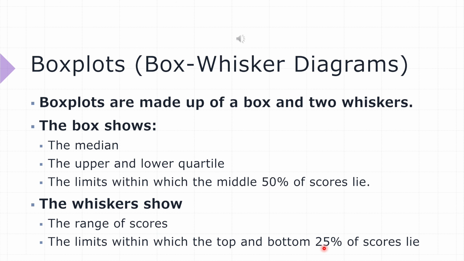Next, continuing from the histogram, let us learn box plots, also called box and whisker diagrams. A box plot has a box and 2 whiskers. The box shows the median, the upper quartile, the lower quartile, and the middle 50% range. The whiskers show the range and the outer 25% limits above and below.